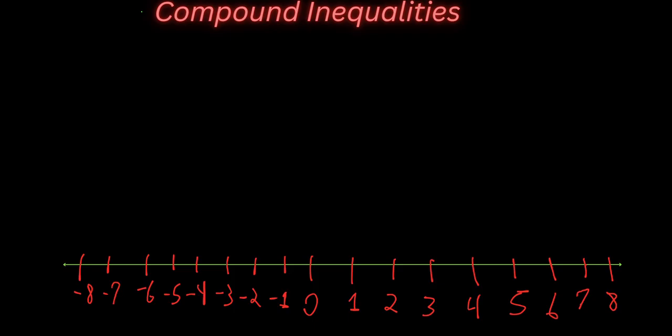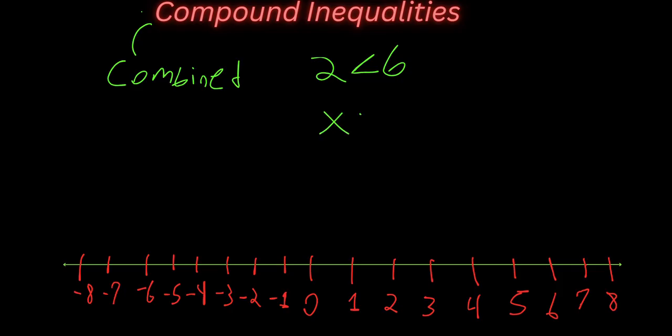So first of all, what is a compound inequality? Well, the word compound means basically combined elements. So a compound inequality is when, you know what an inequality is. It's 2 is less than 6, or x is less than 6. You know that. So a compound inequality combines multiple inequalities.